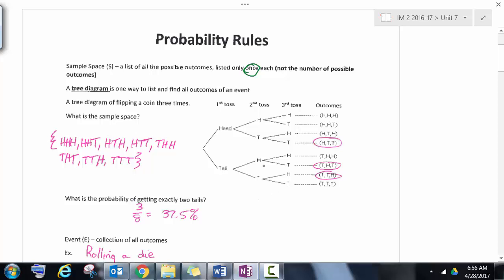A tree diagram is one way to list and find all the outcomes of an event. If we flip a coin 3 times, we can get a tree diagram like we have here to the right. So on the first toss, we can either have heads or tails, and then from each of those, we have heads or tails again. And then from each of those, we have heads and tails again. So that we have 1, 2, 3, 4, 5, 6, 7, 8 total options. And that's when we list them over here, that this is our sample space.